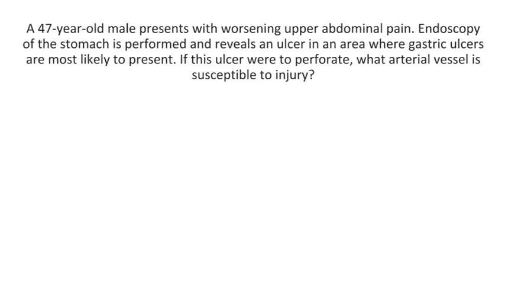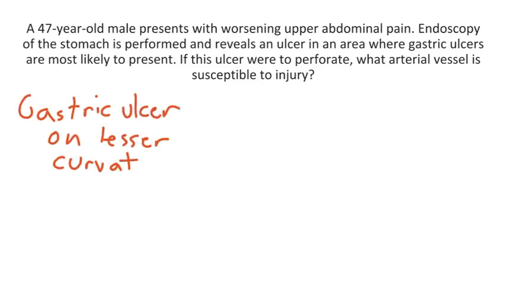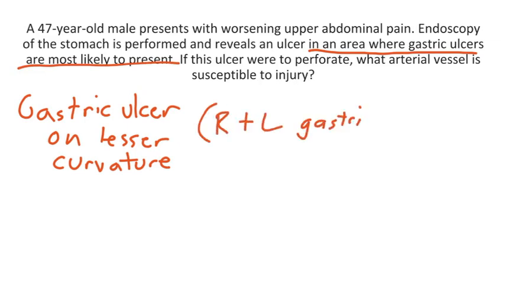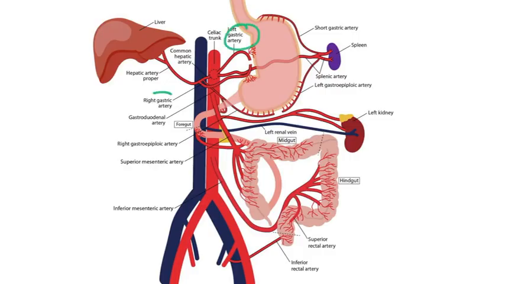In this patient with a gastric ulcer, hopefully you notice that the ulcer is located on the lesser curvature of the stomach. And the clue telling us it was on the lesser curvature is the line where it says that the ulcer occurs in an area where gastric ulcers are most likely to present. And what vessels are located in the lesser curvature? The right and left gastric arteries. And it is these that are susceptible to hemorrhage in a gastric ulcer perforation. Again, these are located right here. So a gastric ulcer can perforate these arteries.